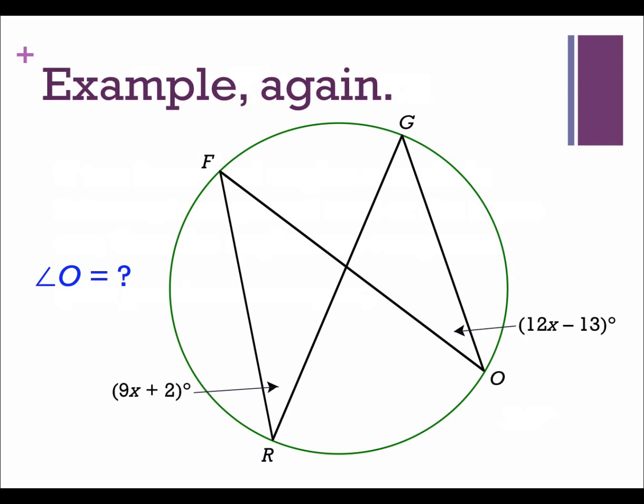Set them equal, solve for x, what do you get? 5. Plug it back in. So if you plug it back in, we know that this angle is 47, and this angle is 47. Therefore, how big is arc FG? 2 times that, which is 96. 94, close enough. Okay so far? Yeah.